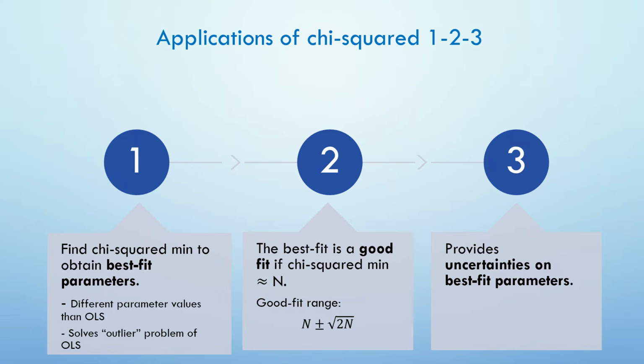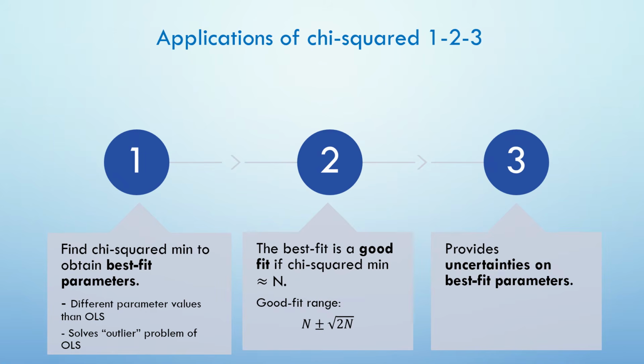This solves the outlier problem, where one data point far from the other data points skews the best fit line disproportionately due to squaring. In chi-squared analysis, if the outlier is a data point with high uncertainty, its contribution will be muted, and if it is a data point with low uncertainty, then it should skew the best fit line.